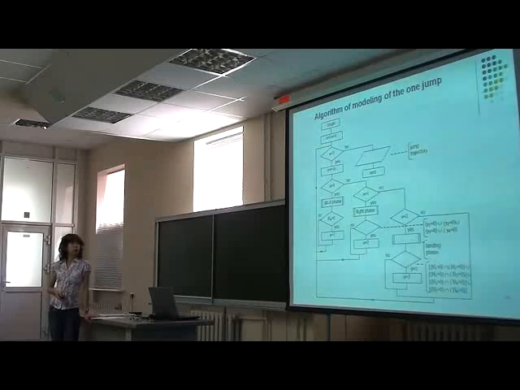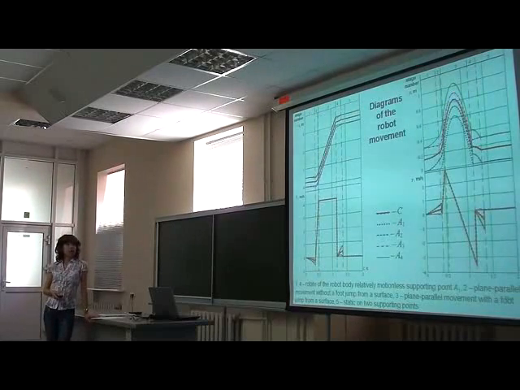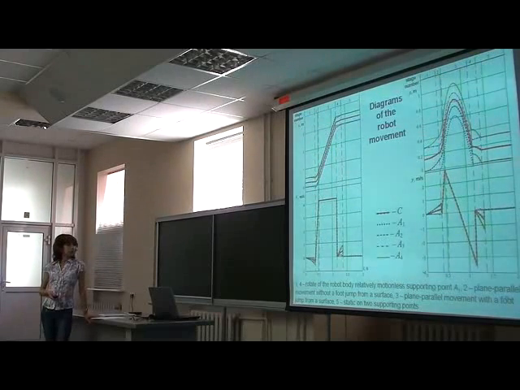The modeling of the movement of the robot is carried out on the algorithm which you can see in this slide. As a result of the numerical modeling, diagrams of movement and velocities of the robot have been constructed. We can allocate five stages of the robot movement.